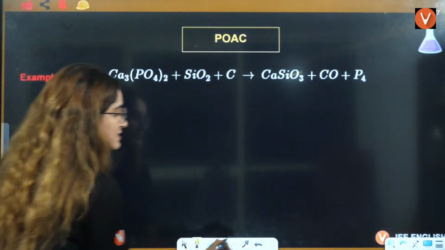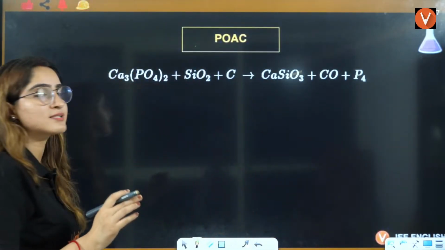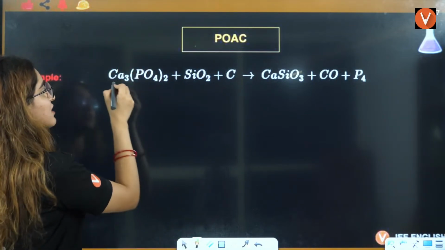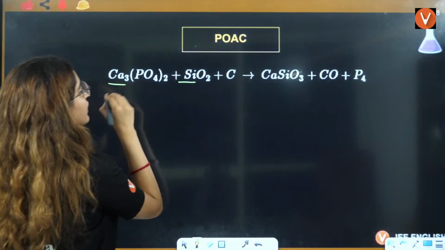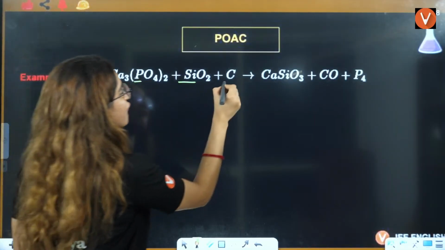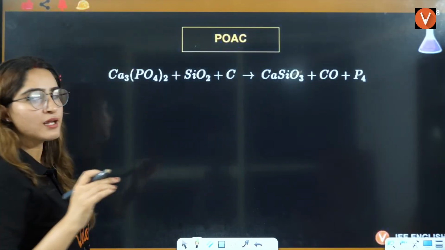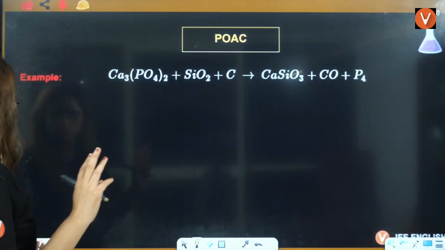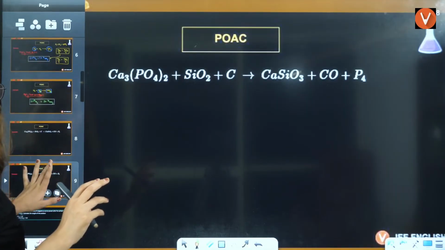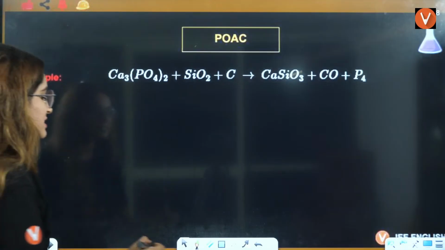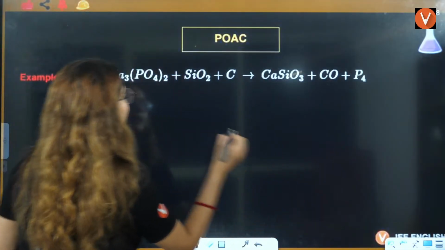Now, next equation is this one. In this equation, you have calcium, you have silicon, you have phosphorus, you have carbon, you have oxygen. All these things are there. Now, I will apply POAC on 3 things. You can apply everywhere, if you want me to apply on all the things, I will apply POAC on all the things. Firstly, I will apply POAC on calcium.